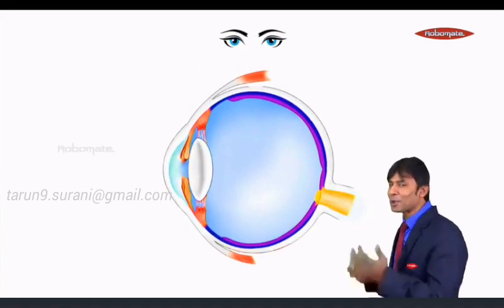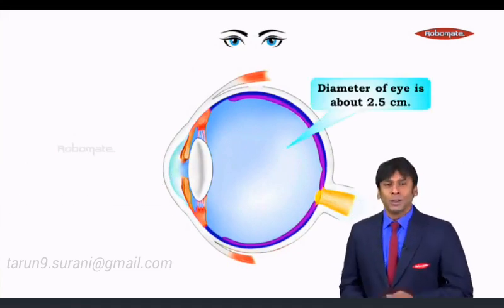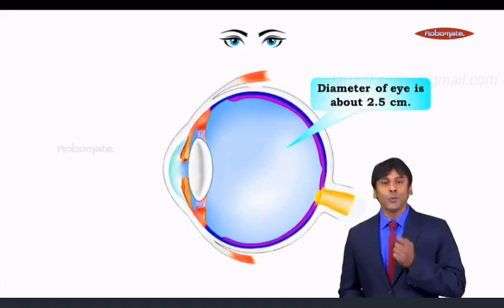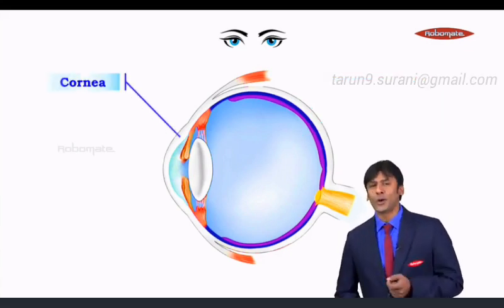So this is the basic structure of eye. Generally, students, the diameter of eye is about 2.5 centimeter. That is nearly 2.5 centimeter.